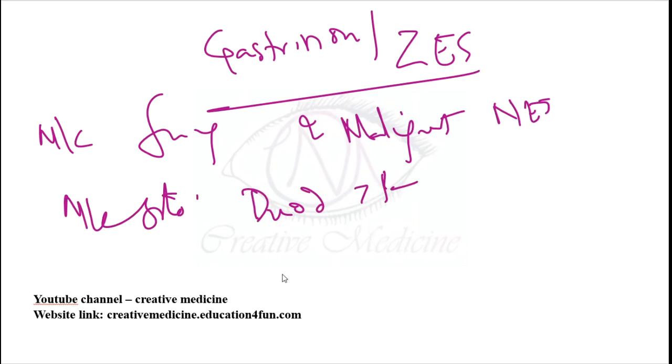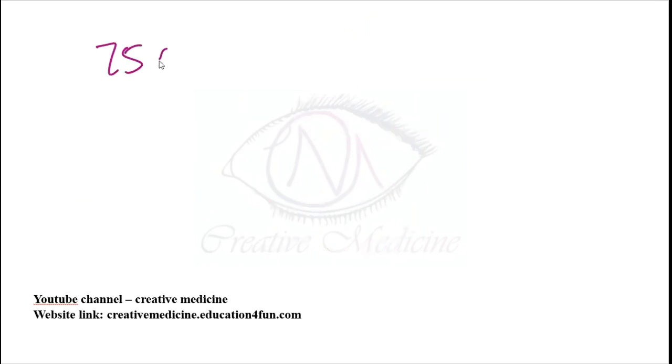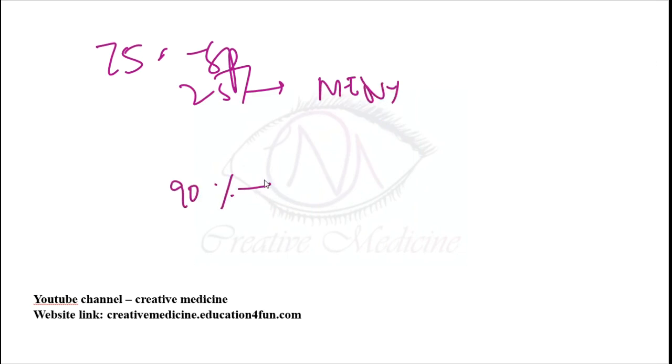In the duodenum, it is most commonly seen in the first part, followed by the second part, followed by the third part of the duodenum. The fourth part of the duodenum is not involved in gastrinoma. Of gastrinoma cases, 75% are sporadic, whereas 25% are associated with MEN1 tumors. In 90% of cases, the triangle of Passaro is involved.